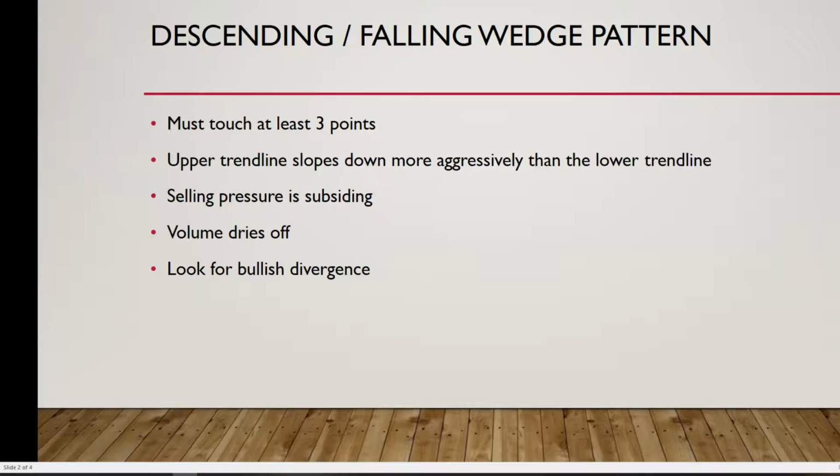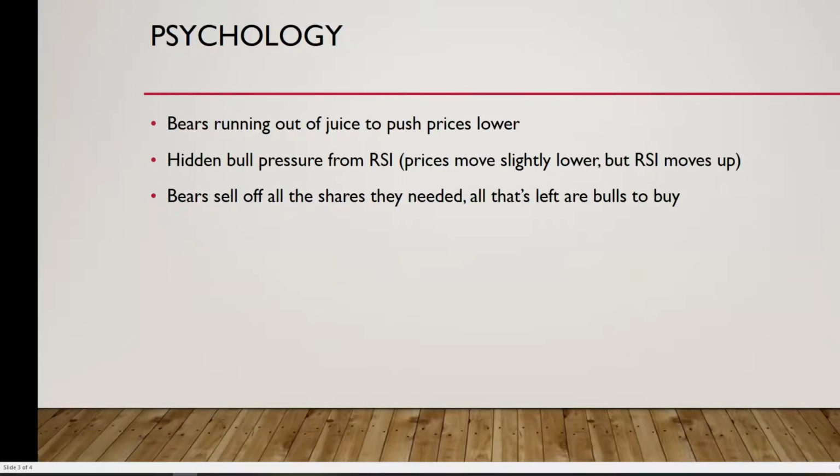So we definitely want to look for RSI bullish divergence as well. Let's explain a little bit about the psychology behind the falling wedge pattern, because all patterns are based on what other traders are reacting to. So it shows that the selling pressure is dying off and it's getting back into a zone of accumulation where bears are running out of juice to push the prices lower, so it's flattening out on the lower trend line, as you see on CrowdStrike earlier.